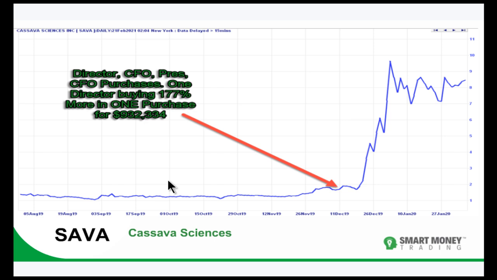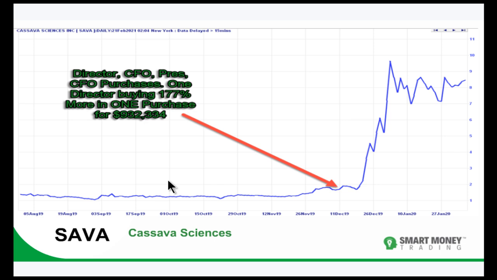So we saw the pattern, and what happened as well was we saw all the insiders loading up: Director, Chief Financial Officer, President, CEO. One director bought 177% more in just one purchase for 932 grand. So people don't wake up, roll out of bed and decide to load up 177% more with almost $1 million in a stock that they are heavily involved with on the inside without some really, really high conviction, right?